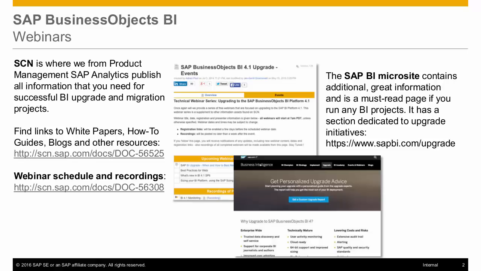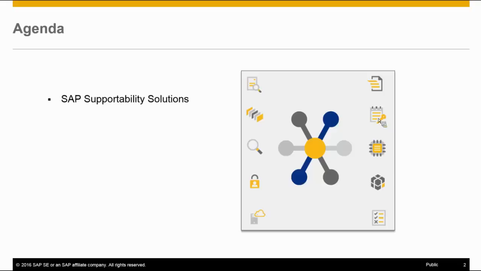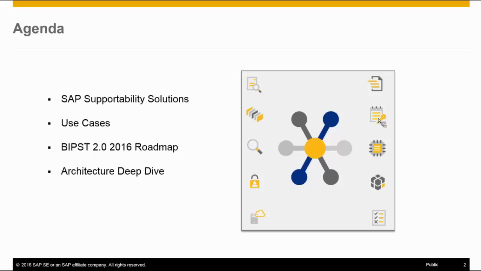So today's agenda for this webinar, I'm going to quickly talk about the SAP Supportability Solutions for 2016, use cases for the BI Platform Support Tool. I want to cover what the roadmap and the release schedule for the 2.0 version looks like for 2016. And then I want to take a chance to talk about the architecture in the new 2.0 version and try to give you some insight into how things are working behind the scenes. And then, most importantly, going to get to the demo and try to show off some of the new functionality.